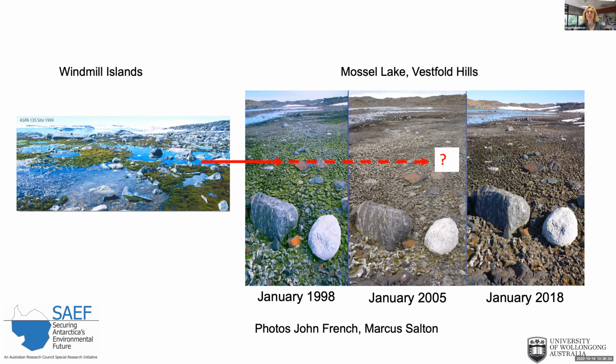And this is what we might be in the early stages of at Casey. We haven't been able to study the sites at Davis nearly as much, but we would anticipate that if we looked at the isotope ratios there, we would see evidence of drying. And what we're worried about is that this might be the fate that's going to happen to the moss beds at Casey. Presumably the water supply at Mossel Lake has reduced much more rapidly for some reason than it has at Casey.